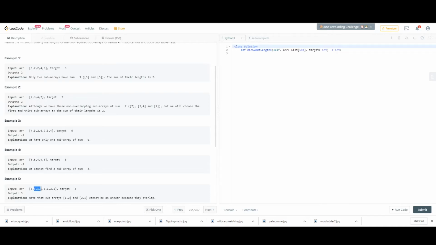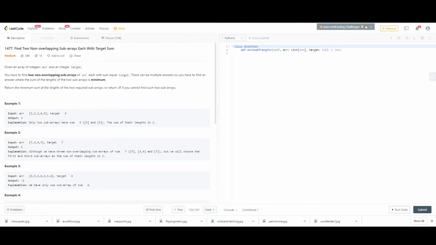Alternatively, you could look at this and say, well, this is target 3, but that has a size of 3, and then this is size 1, so we would have a sum of 4, which is greater than our previous sum of 3. So let's just go right into the problem.